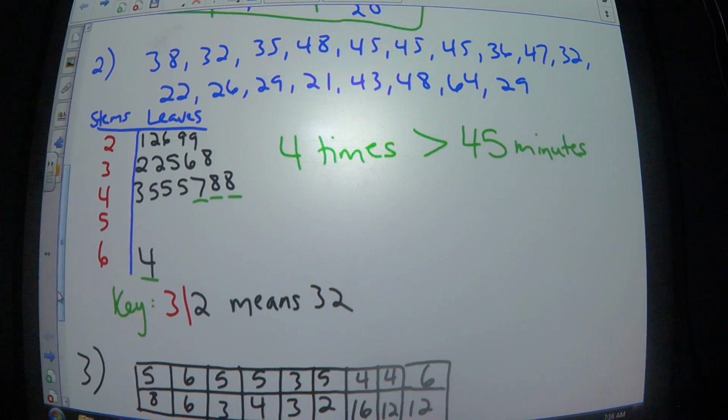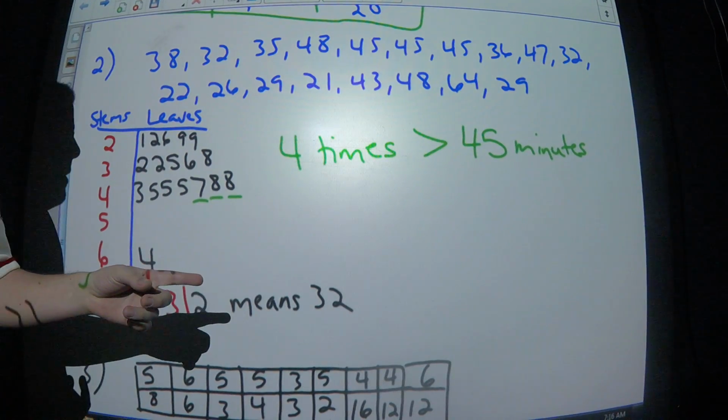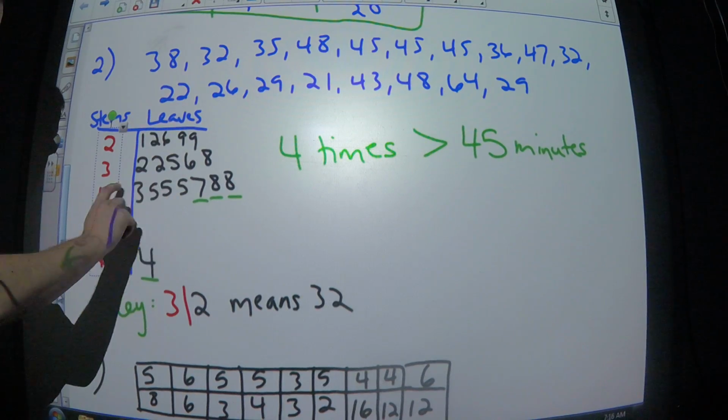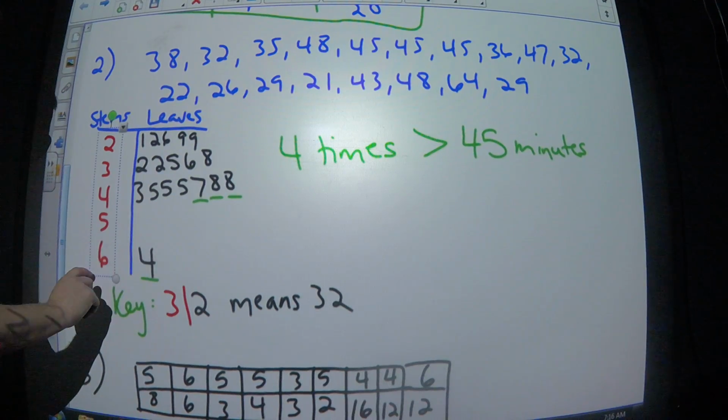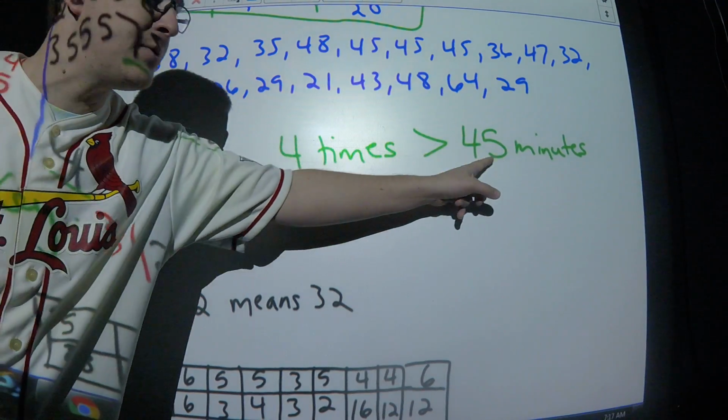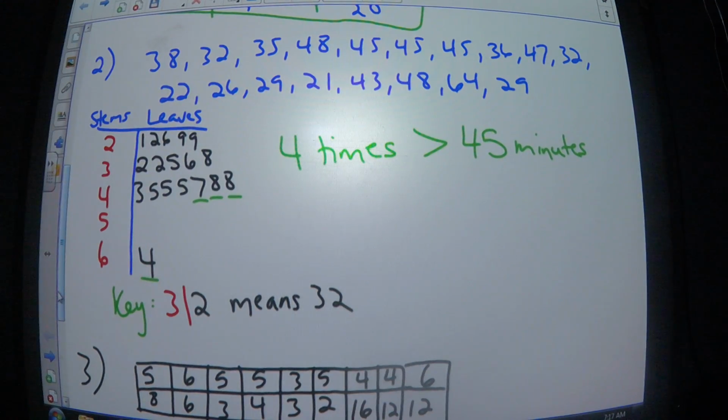Now the question asked, if these were running times, how long people ran, how many times did somebody run more than 45 minutes? Well, here's 45, so 47, 48, 48, and 64. So 1, 2, 3, 4 times greater than 45 minutes. Okay?